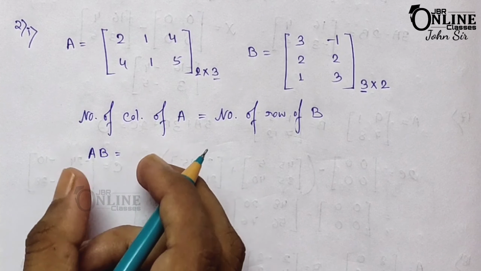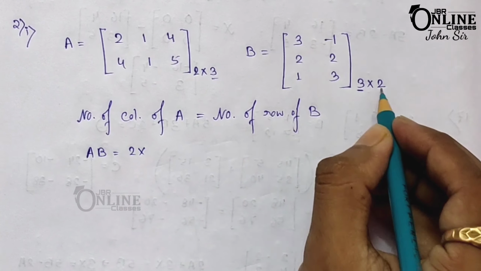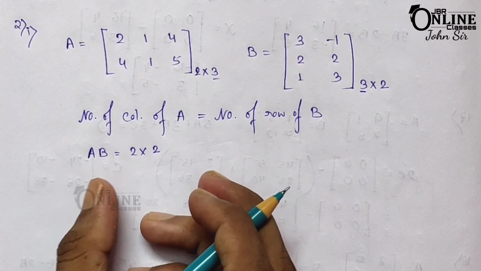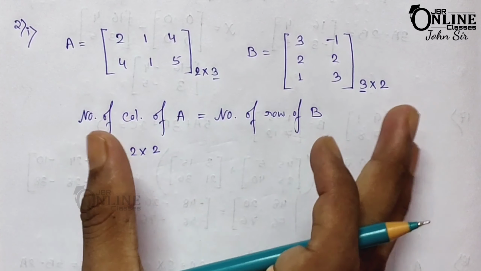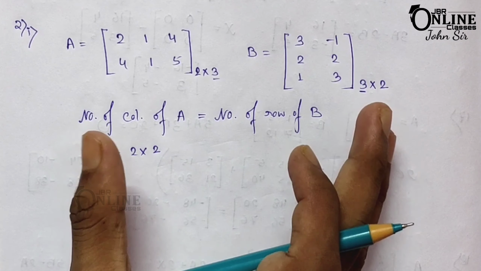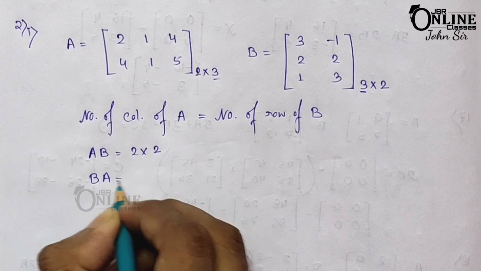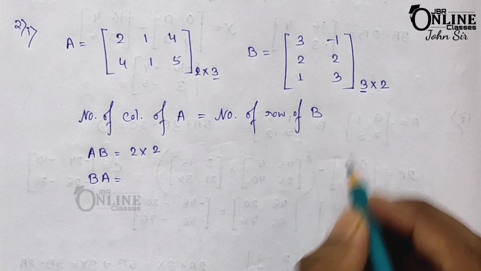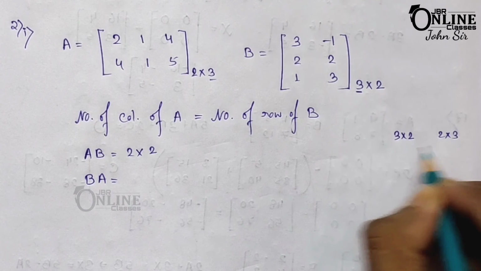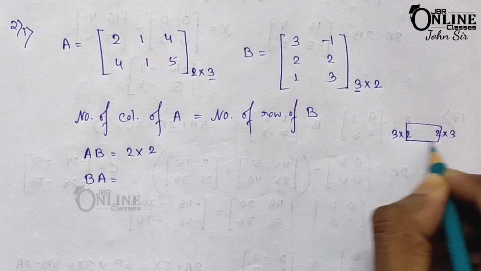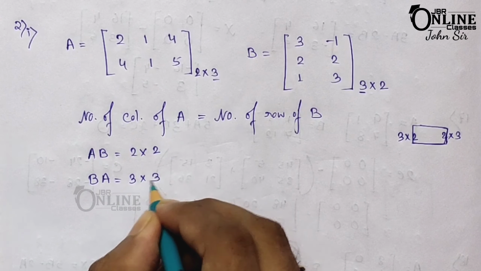And here the order of AB will be, you know the formula, here the 2 and here 2. So 2 into 2, that means 2 cross 2. So 2 cross 2 is the order of the matrix AB, that means the product matrix. Now the next thing you have to find out is BA. So BA means first here 3 comma 2 and second here 2 comma 3. So these two elements are equal, so you have no problem, you can easily multiply this matrix, and the order of the matrix will be 3 cross 3.